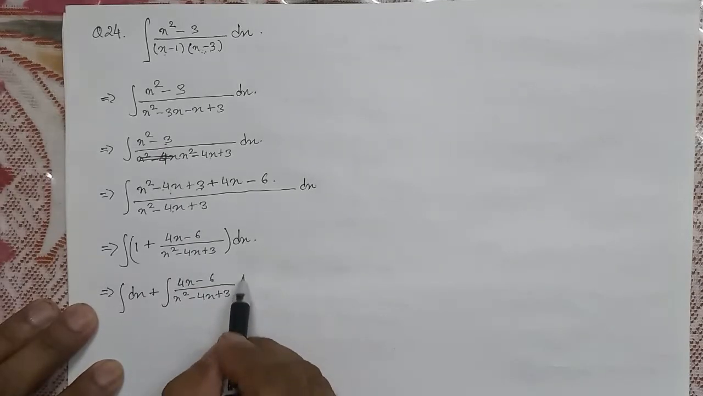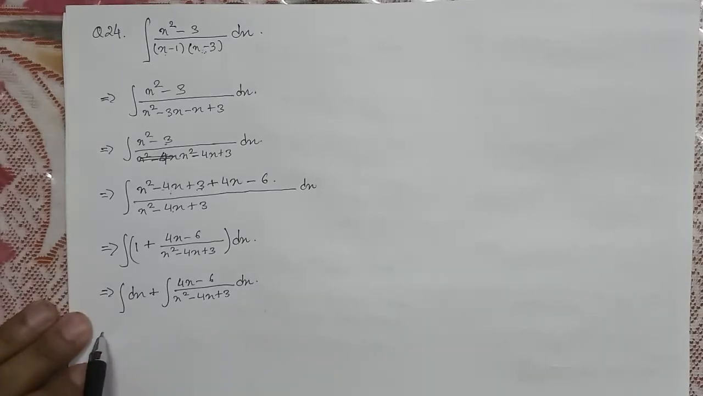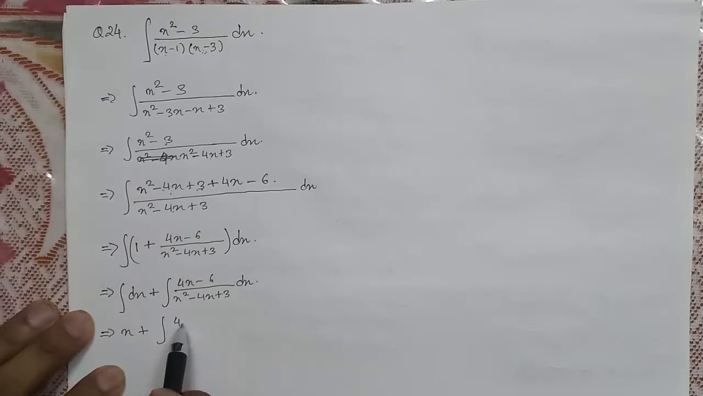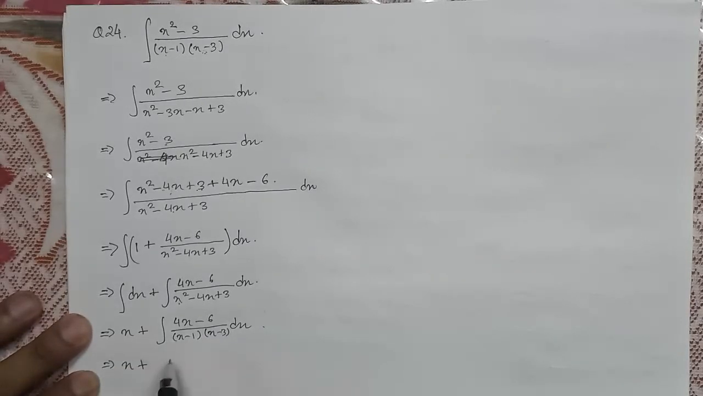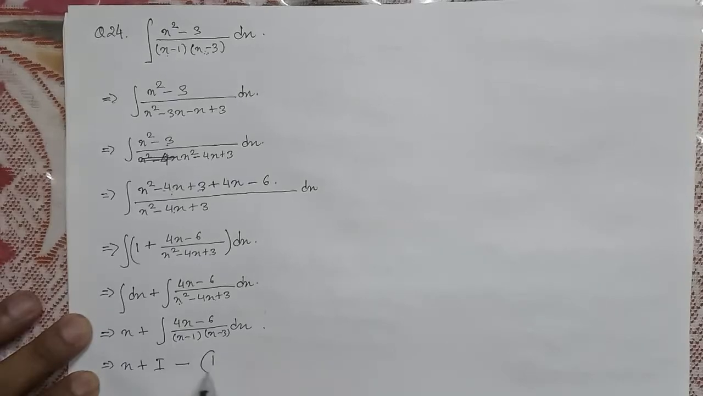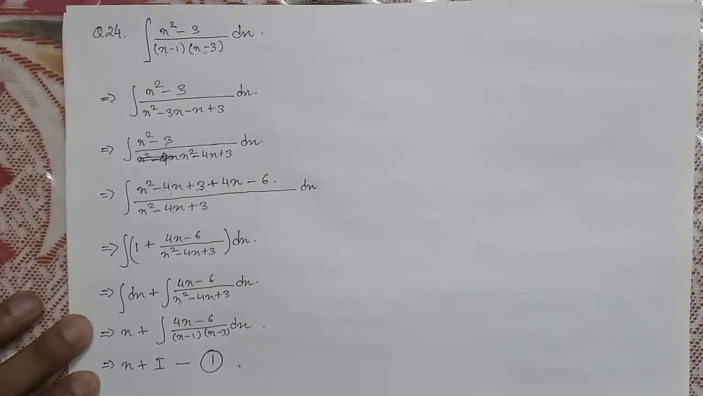So integration of dx is x plus. Now then we can write this as 4x minus 6 over this quadratic equation, which we can write in terms of its factors, x minus 1 into x minus 3 dx. Now then the second integral I'll consider, x plus this entire integral equals to I, and let it be equation number 1. The similar method I'm doing over here.